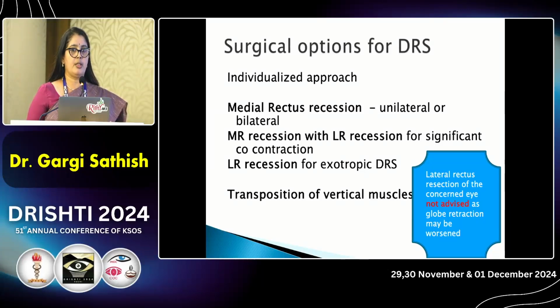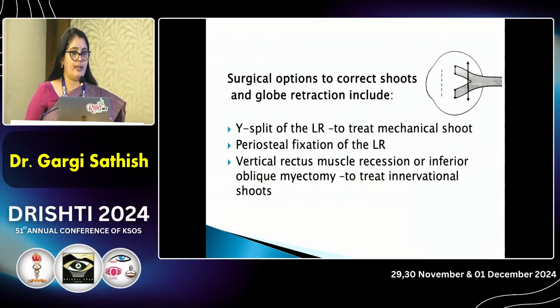So the recessions are all performed. You can do medial, bimedial. You can combine medial rectus recession with an LR recession if there is severe co-contraction. You can try transposition, but ideally never go in for a resection. Don't resect the lateral rectus if possible. Then for upshoot, downshoot also, a variety of procedures are available, like Y splitting of LR. If it is a disinnervation, you can do a recession of the vertical muscles.